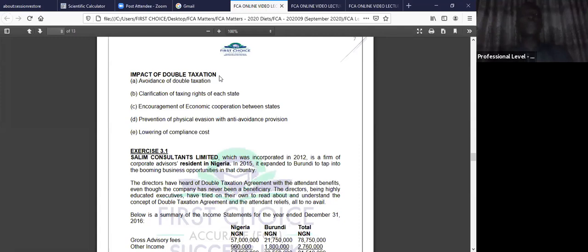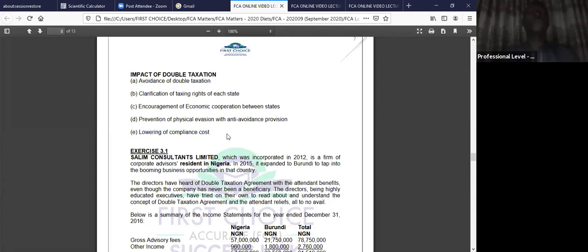Okay, evasion of tax is where you don't want to pay tax. You are running away from tax, not legally, illegally, by bringing what they call anti-avoidance provision. You bring certain things that do not have economic value and you want to use them to avoid paying tax. Then it also helps in lowering compliance costs.